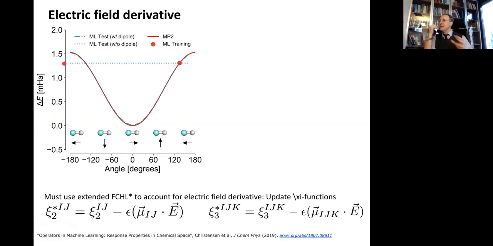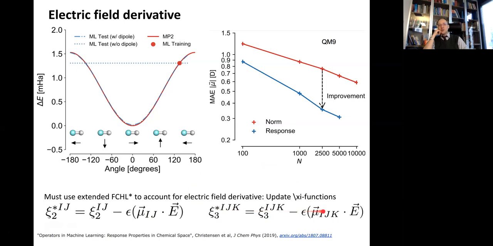Now, for this, of course, you need a representation that includes an electric field. In all previous machines, we had zero electric field. So that electric field in your Hamiltonian was never represented in the Coulomb matrix, let's say. And so for this, we included an electric field in the FCHL representation. Basically what we did was to add a very simple approximate model of an electric field such that you would have a representation, FCHL, that knows about the electric field. And then of course you can differentiate with respect to it. And once you do that, you have a loss function which knows about your electric field.